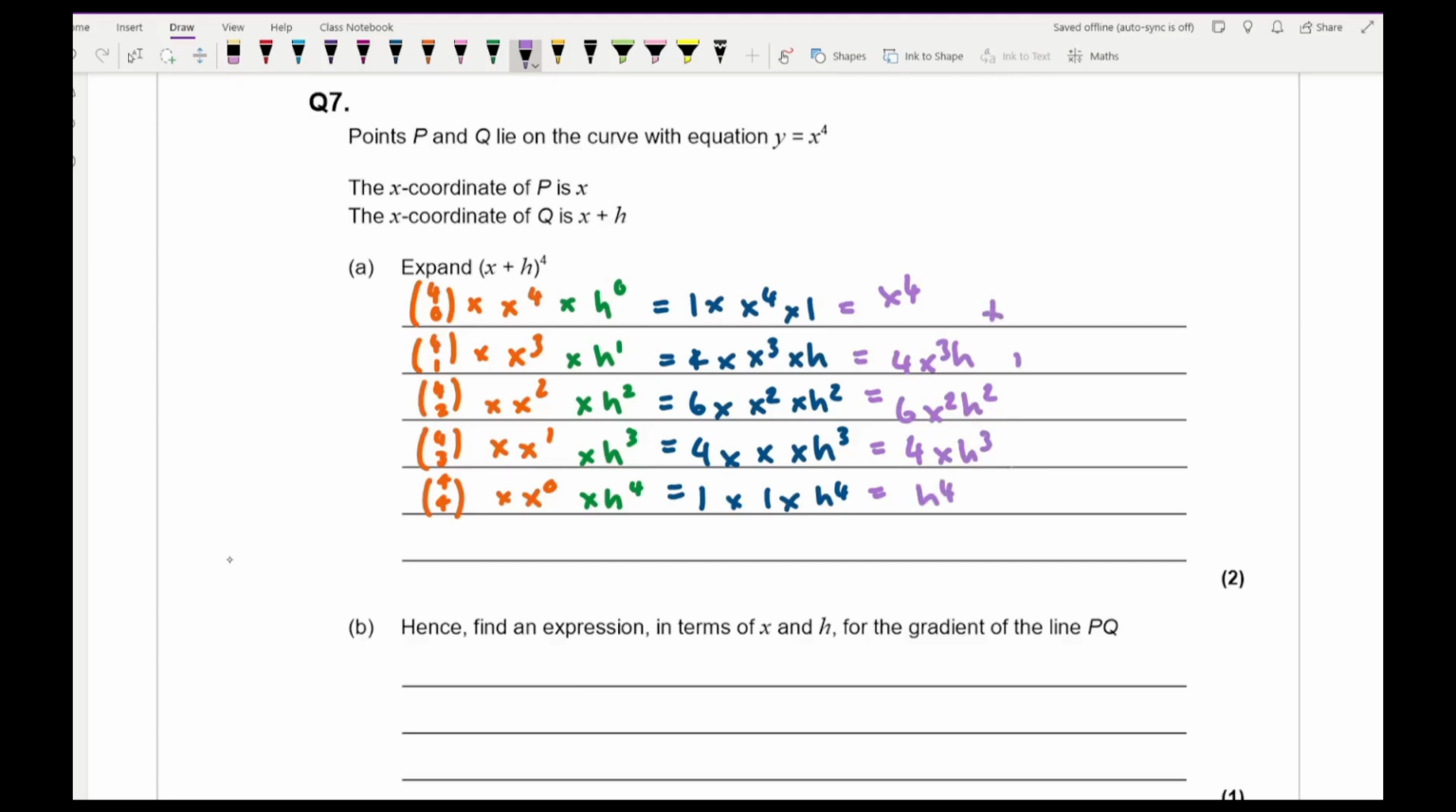And then all that's left for me to do is add all of those terms that I've written here into a single line. So that's going to equal x to the power of 4 plus 4x cubed h plus 6x squared h squared plus 4x h cubed plus h to the power of 4. And again, when doing that, make sure your x's are like x's. Do not confuse them with the multiplying.